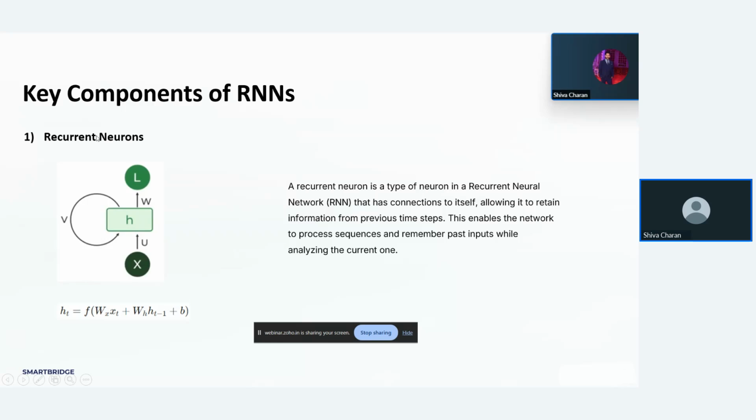So what are recurrent neurons? A recurrent neuron is a type of neuron in recurrent neural networks that has a connection to itself. Because it is recurrent, it is able to retain the information from the previous steps. Because it has a connection to itself, it enables the network to process sequences and remember the past inputs while analyzing the current one.